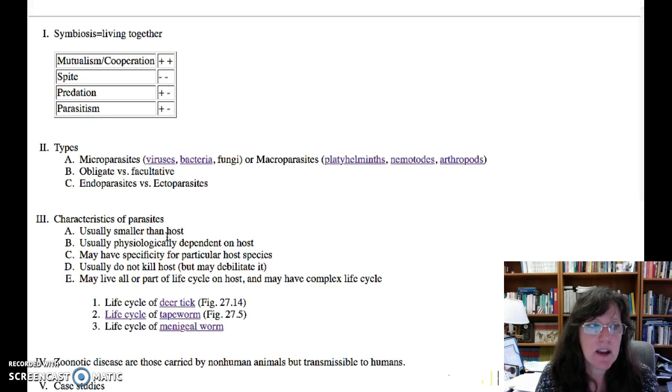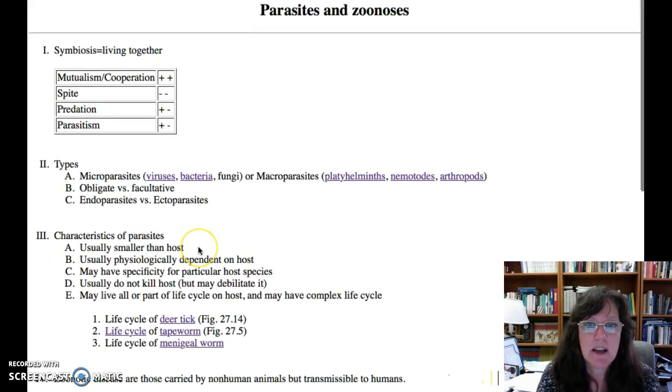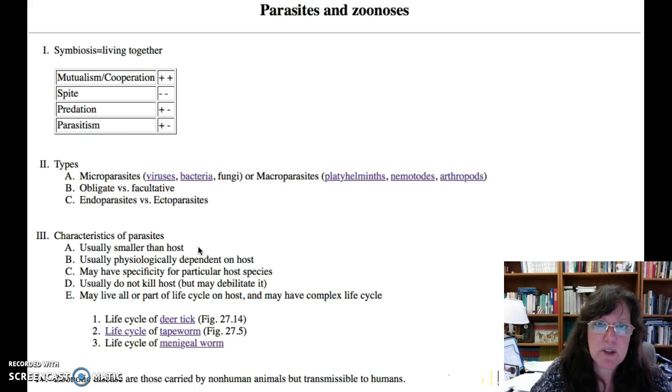So let's look at some of the characteristics of parasites. Usually they're smaller than the host species, so that comes in handy if you're trying to gain resources from another individual. You're less likely to kill it if you're much smaller and you're only taking a little bit away from it. Usually they're physiologically dependent on the host in some way, so they're getting something very valuable like food. They have often a great degree of specificity for particular species as hosts. So that means that they can live on or in those species. They're pretty much restricted, so they don't live on everything under the sun.